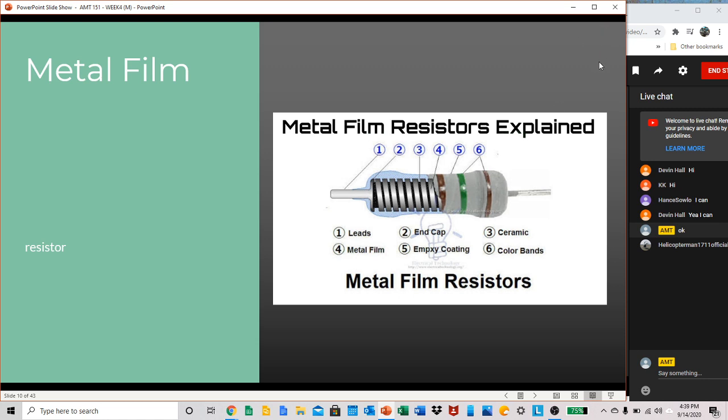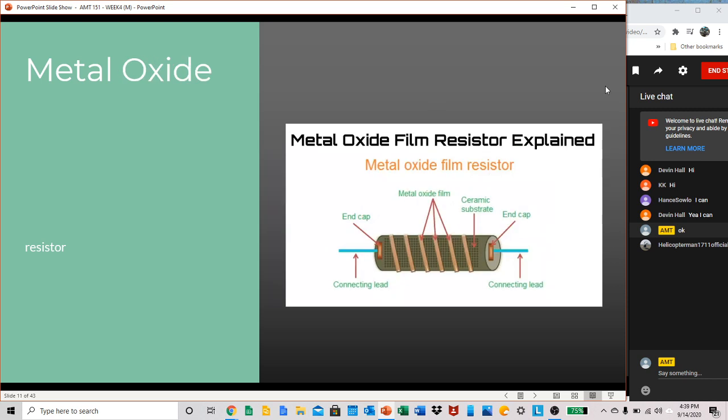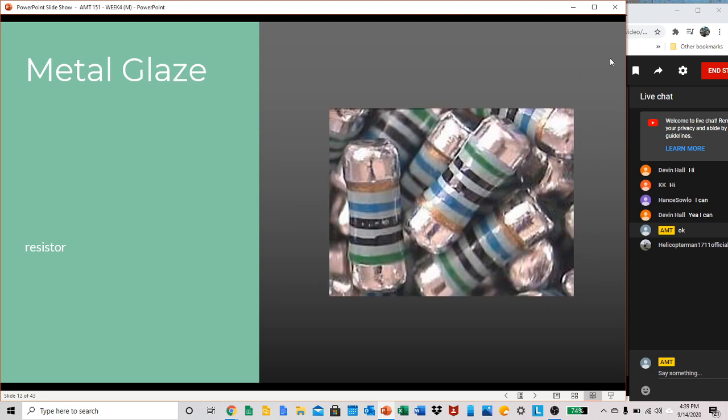We had the carbon composition with the internal makeup. We have metal film. We have metal oxide film resistors. So very similar to one of the previous images, but this film is metal oxide. So just different materials that can make up these resistors. This is an image of metal glaze resistors.